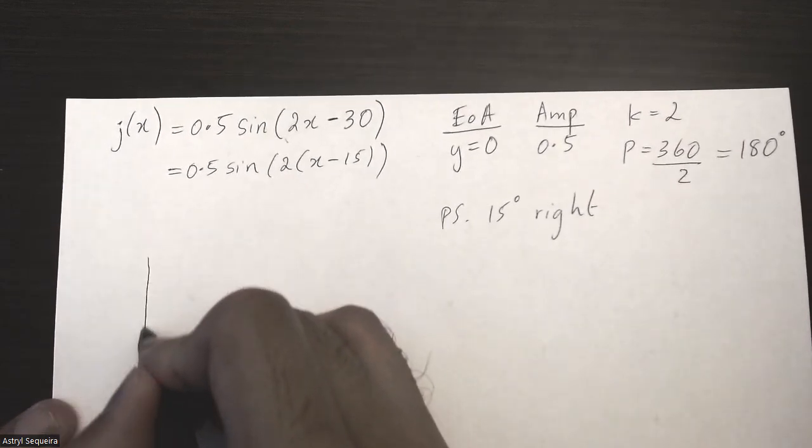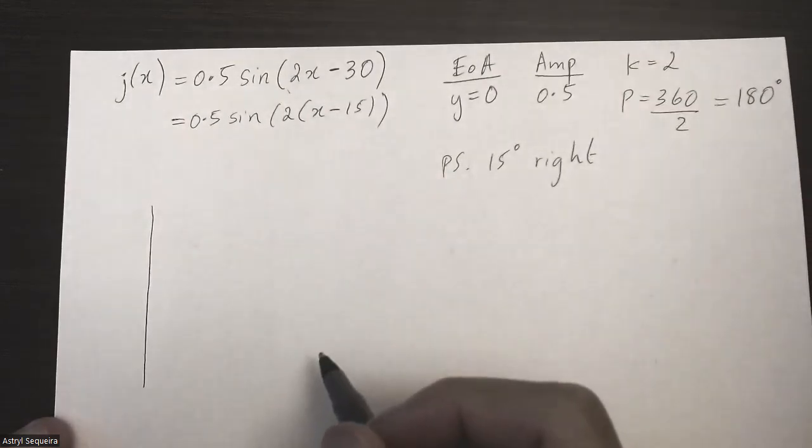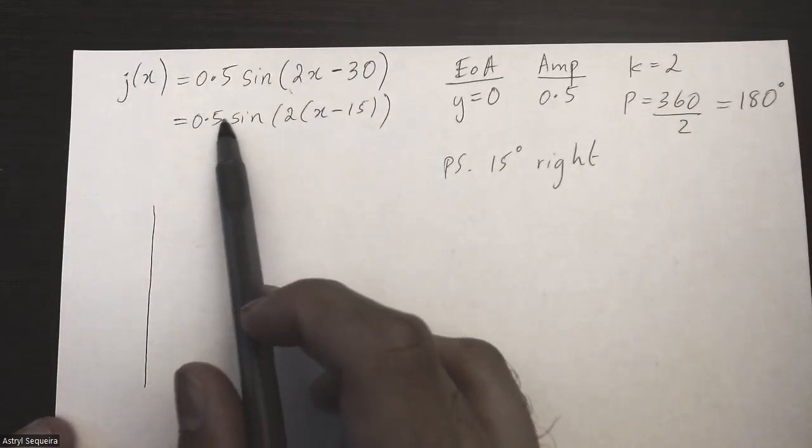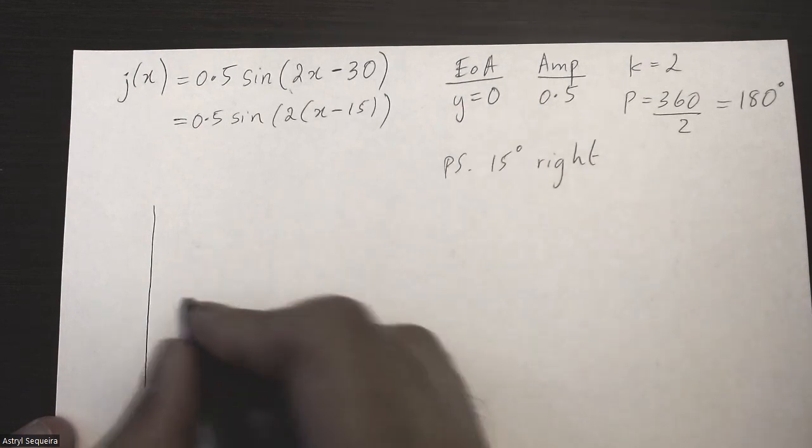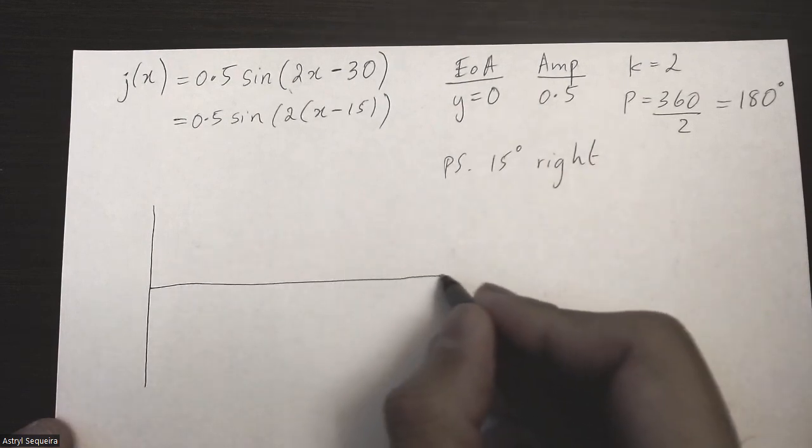So again, I'll start with my y-axis. My equation of axis is just 0. So basically, if it's 0, it's your x-axis that's in the middle.